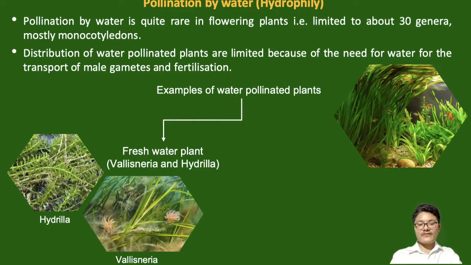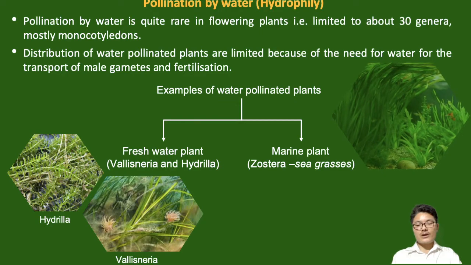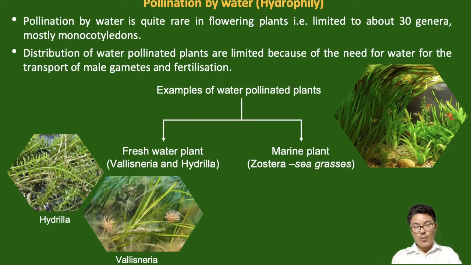Examples of water pollinated plants can be categorized as freshwater plants, for example Vallisneria and Hydrilla. We also have marine water pollinated plants, for example Zostera, a seagrass. Zostera is a marine plant which grows in the sea. Vallisneria and Hydrilla grow in rivers and freshwater lakes.